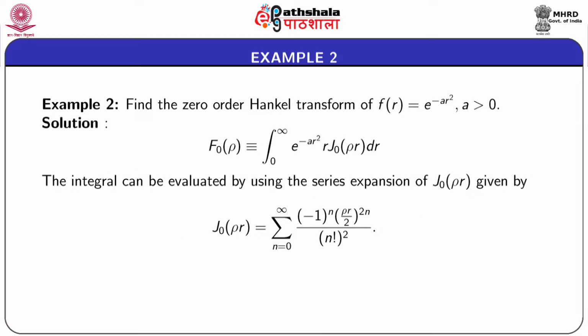Next we come to Example 2. Here we have to find Hankel transform of order 0 for the function f(r) equal to e to the power minus ar square, where a is some positive constant. Now, Hankel transform of order 0 is denoted by capital F0(ρ), that is according to the definition is integral from 0 to infinity e to the power minus ar square r J0(ρr) dr.